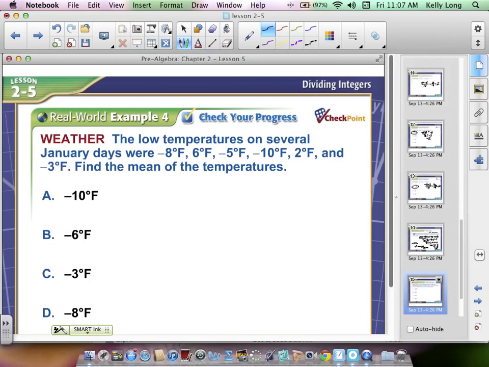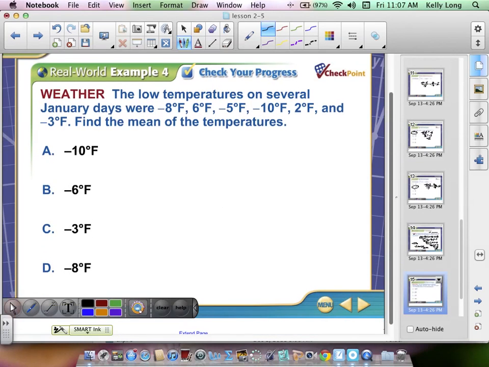Okay, here's one for you to try. You pause the video, do this problem, and then come back and check yours against mine. All right, just like we did before, let's add them all up. Negative 8 plus 6 plus negative 5 plus negative 10 plus 2 plus negative 3. Okay, and again, if you wanted to put all the negatives together, could you do that? Yes, because addition is commutative. The order doesn't matter.